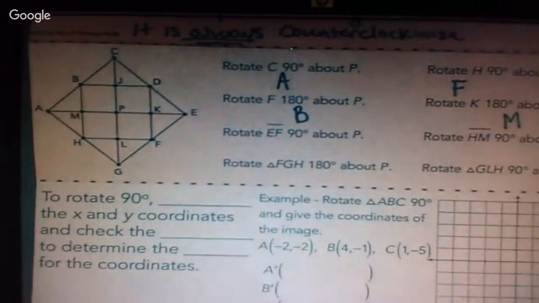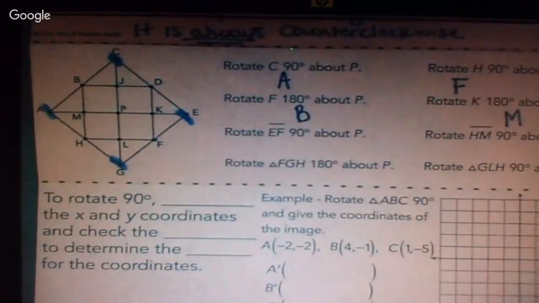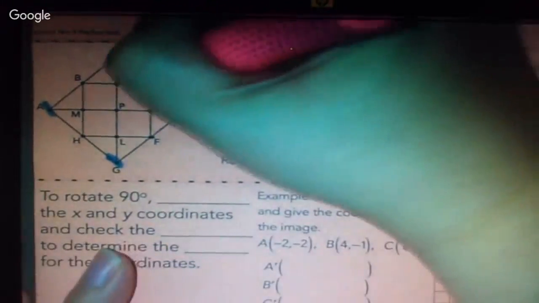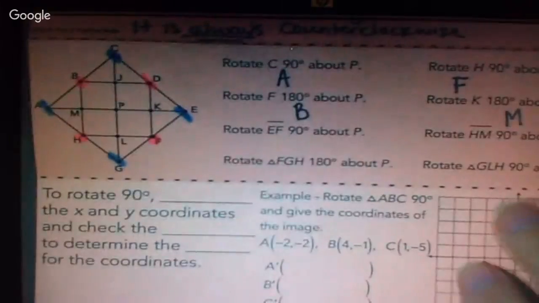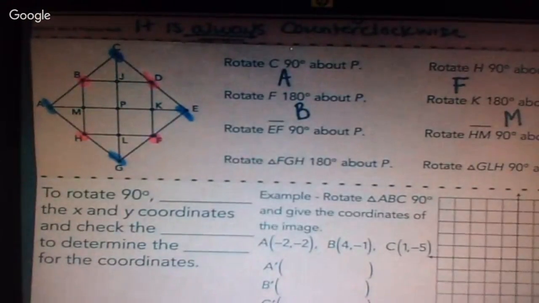Okay, so the points that go together, maybe this will help. The points that go together will rotate together. C will rotate with A, G, and E. They're the outside points of your diamond. Does that make sense? D rotates with B, H, and F. Those are the middle outside points of your diamond. And then J, K, M, and L all rotate together. Okay, does that help? So you watch your letters.